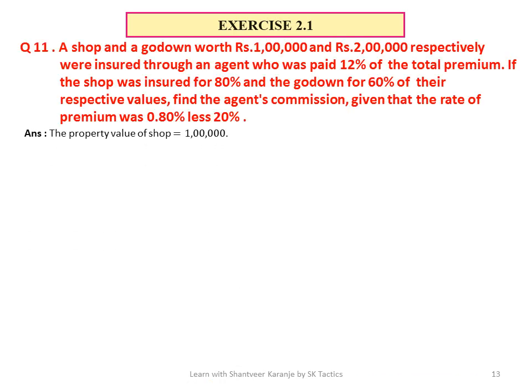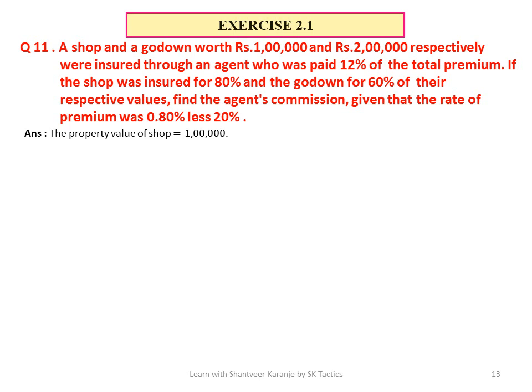Next question, question number 11. A shop and a godown worth rupees 1 lakh and 2 lakh respectively were insured through an agent who was paid 12% of the premium. If the shop was insured for 80% and godown for 60% of their respective values, find the agent's commission given that the rate of premium was 0.8% less 20%. I repeat, rate of premium is 0.8% less 20%.